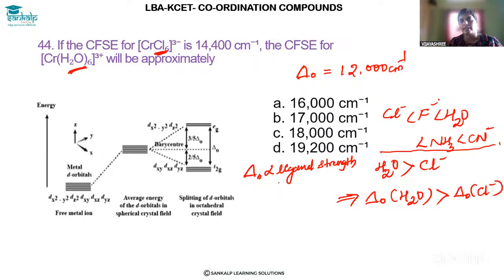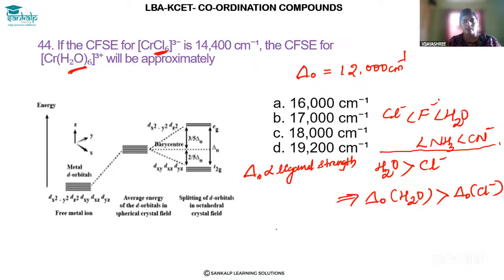Crystal field splitting energy is directly proportional to ligand strength. Therefore, the crystal field splitting energy for water as a ligand is greater than the crystal field splitting energy when chloro is a ligand. The delta naught for water is greater than delta naught for chloro.